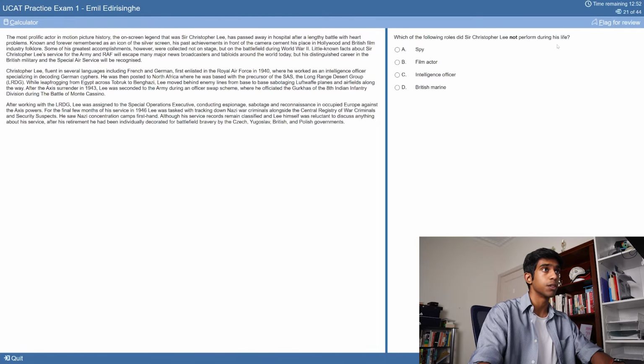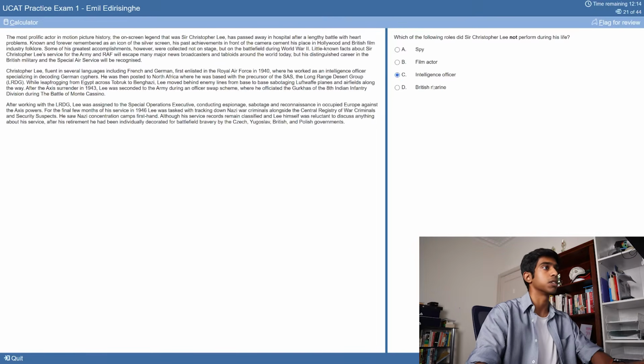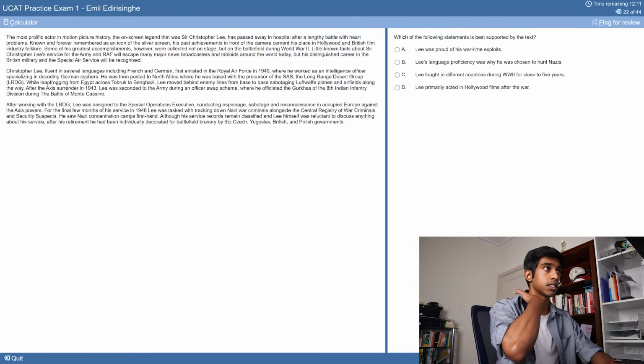Which of the following roles did he not perform during his life? Okay. So yeah, he was a film actor. On the battlefield during World War II. Army and RAF. First enlisted in the Royal Air Force when he worked as an intelligence officer, so yeah. Espionage, so it must be British Marine. Best supported by the text.